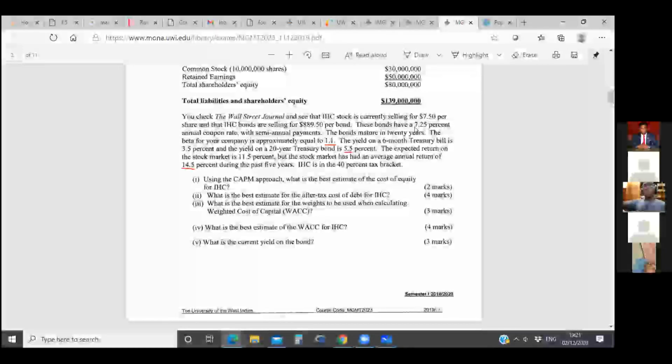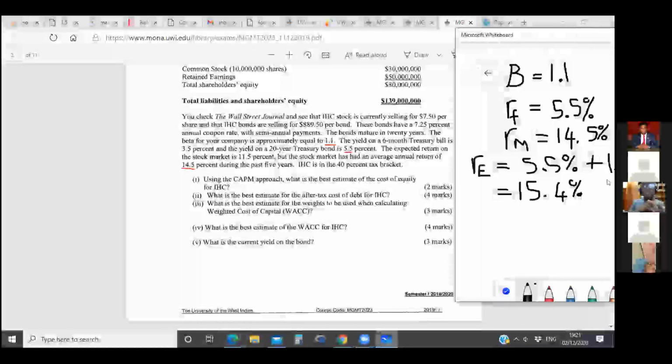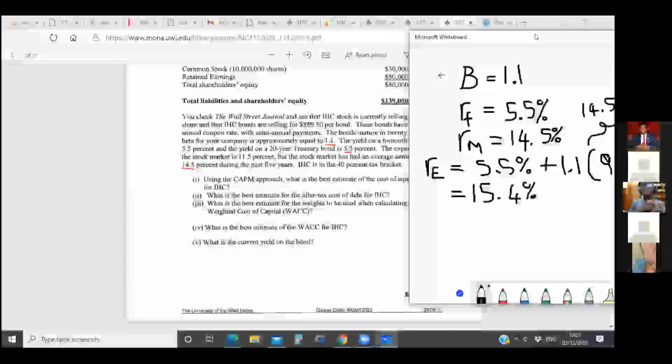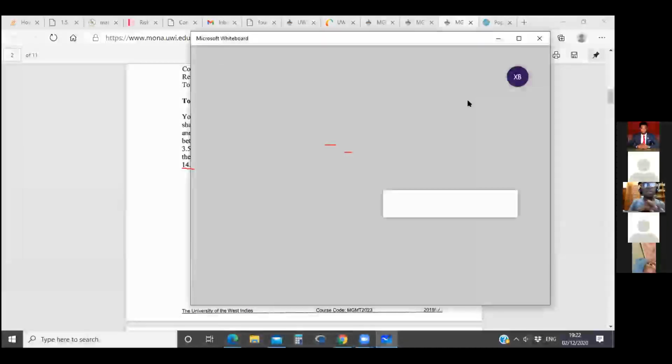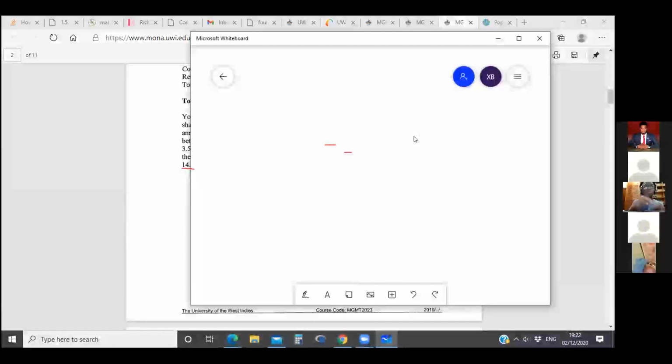Okay, so the question continues by asking us, what is the best estimate for the after-tax cost of debt for IHR? IHR is this fictitious company that they made up for this question. Where does the 9% come from? Great question. I should have shown it a little bit more clearly, but this is our 14.5 minus 5.5. And I hope that it's 9. Yeah, just making sure.